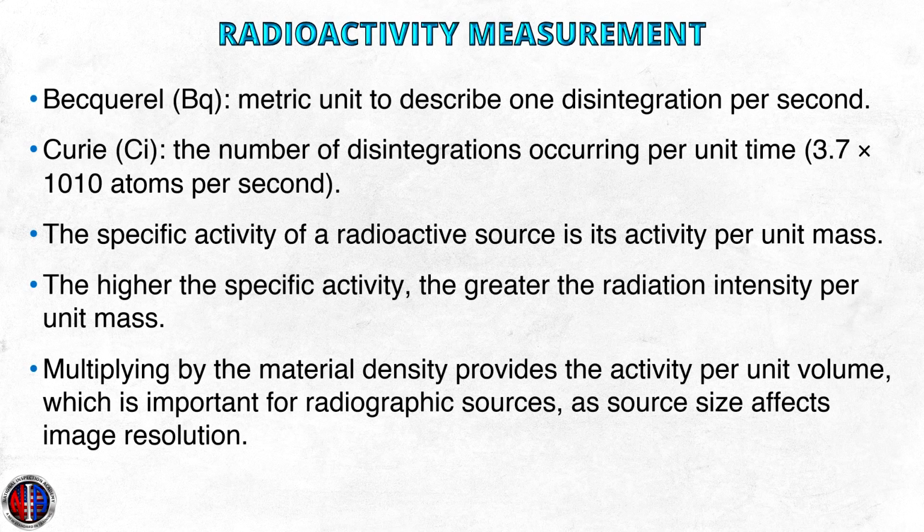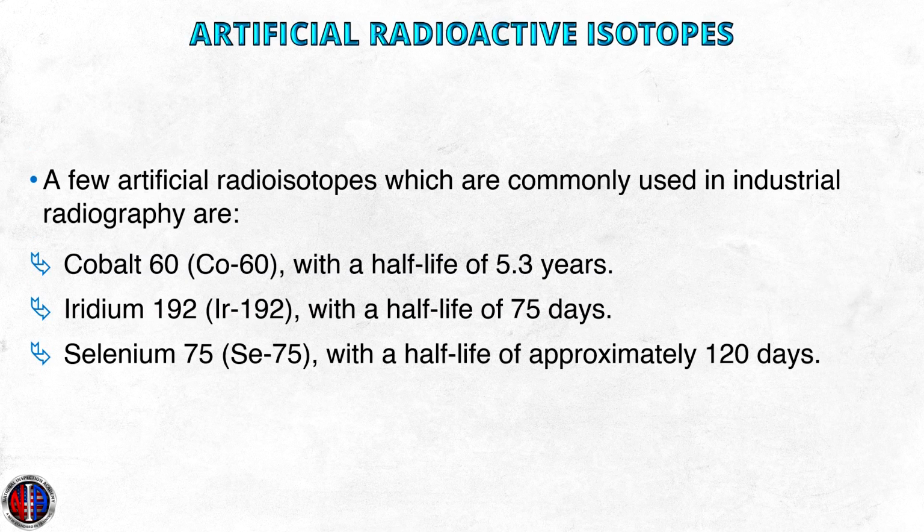The specific activity of a radioactive source is its activity per unit mass. The higher the specific activity, the greater the radiation intensity per unit mass. Multiplying by the material density provides the activity per unit volume, which is important for the radiographic sources, as source size affects image resolution.